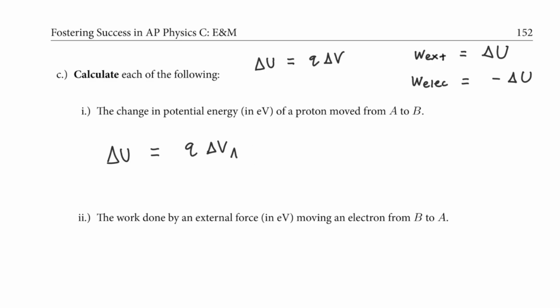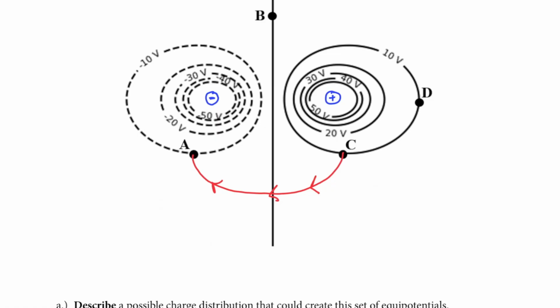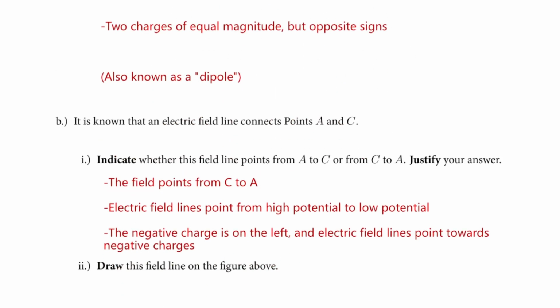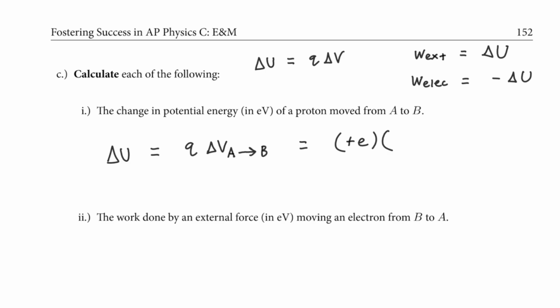So I might actually write that down in my expression. It's not just any delta V. I'm going from A to B. So the reason we're using EVs is because we get a really nice unit, because the proton is just a plus E. And then for delta V, as I go from A to B, well, A is on this negative 10 volt line, and B is on the 0 volt line. So I have gained 10 volts doing that. So let's put a unit here. So this would be plus 10 EVs.